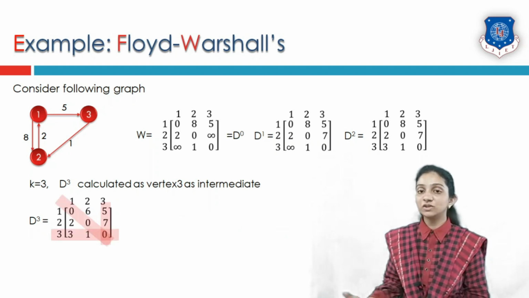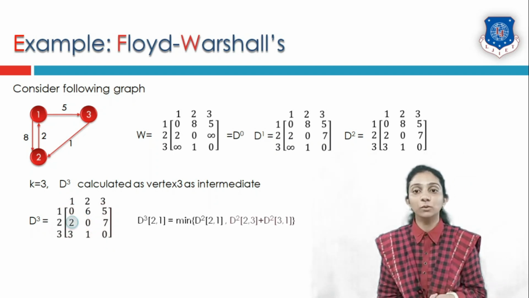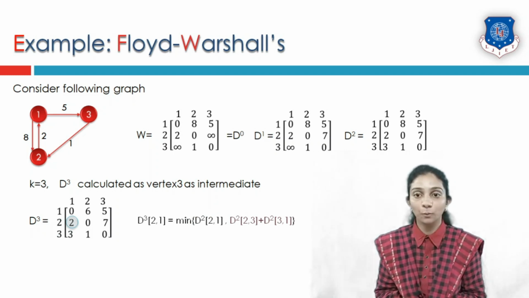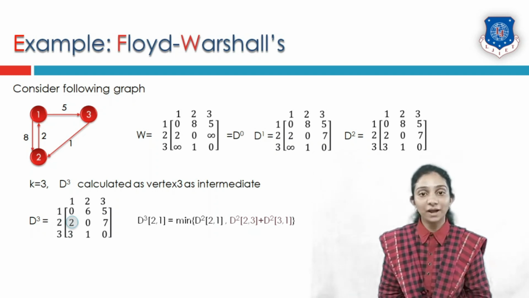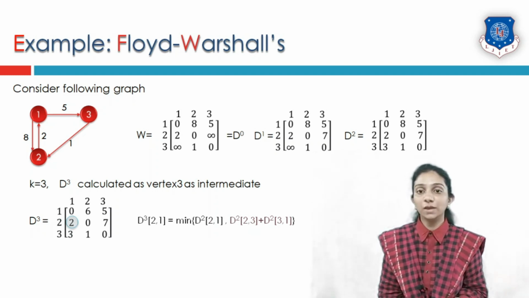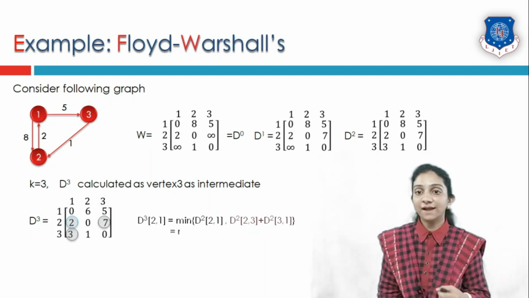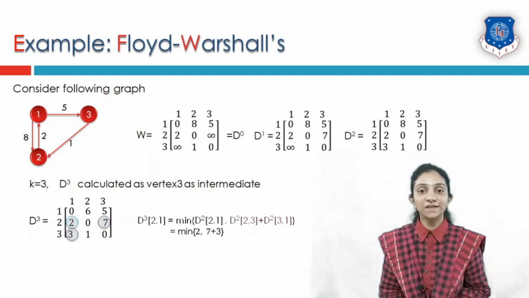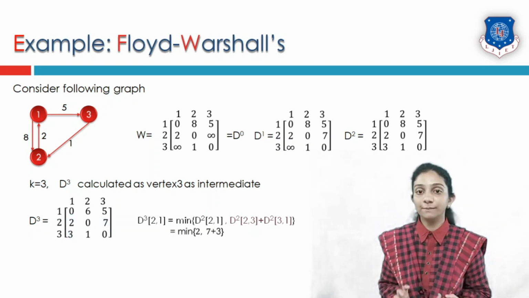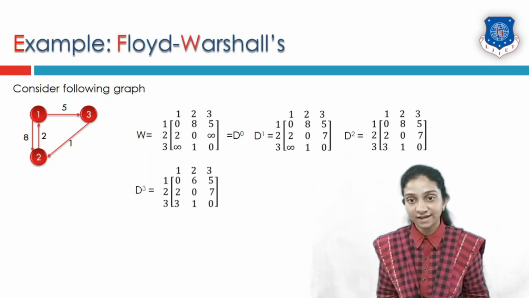Another cell for which we should work is 2, 1. So cell number 2, 1, current value is 2. The path that we can select is 2, 3 plus 3, 1. So 2, 3 is equal to 7 and 3, 1 is equal to 3. So we have to choose among 2 and 7 plus 3. Minimum value is 2 itself, so we are not going to make any change in this table. So the table remains this way. This will become my D3. So D3 is calculated and kept aside.